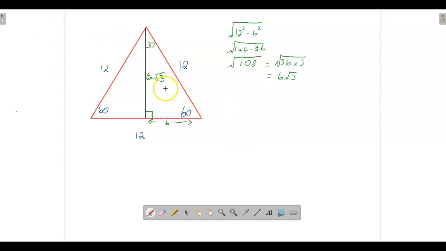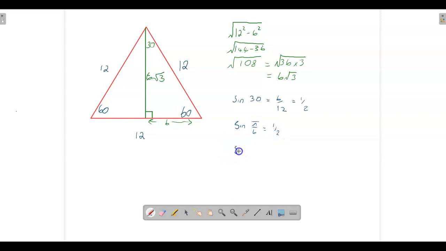So now I can look at the 30 and look at, say, sine. Now sine is equal to the opposite, which is 6. So sine 30 is equal to 6 divided by the hypotenuse, which is 12. And this gives me a half. Now what if I was working in radians? That would also be the same. So that would be sine pi over 6, and that would give me the same value of a half.